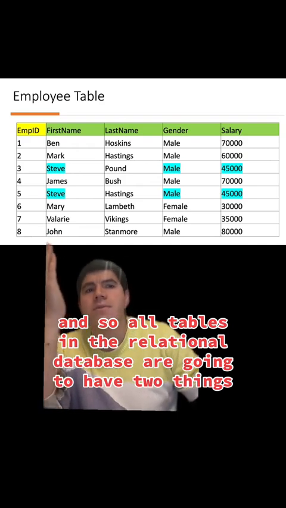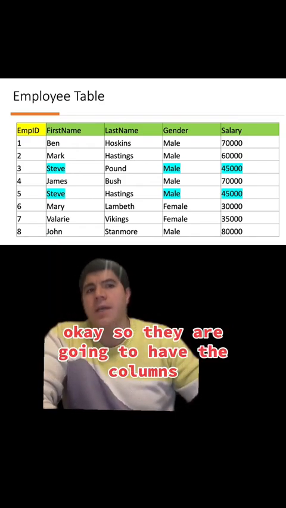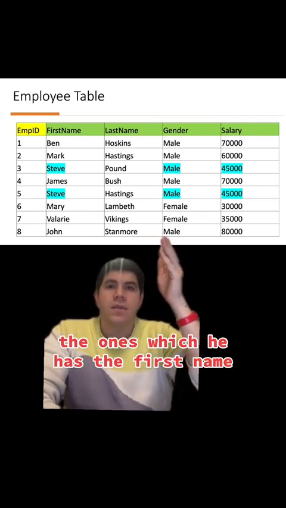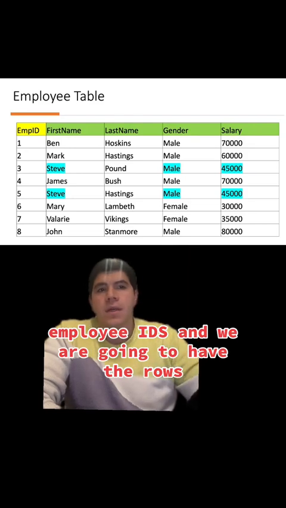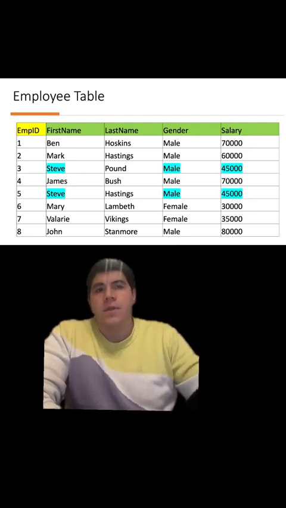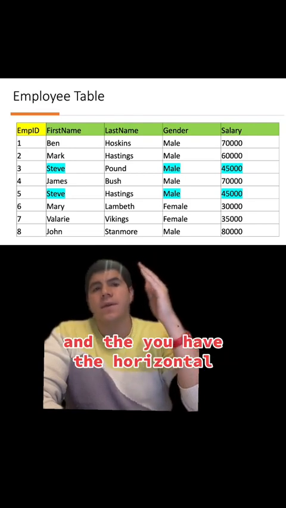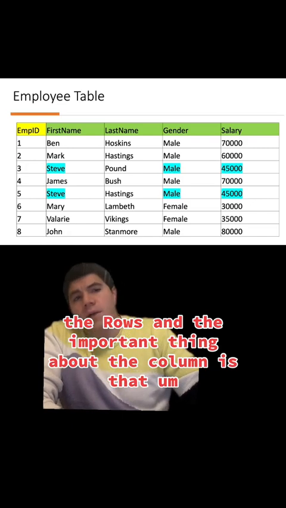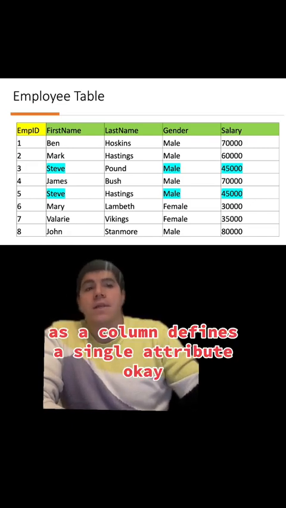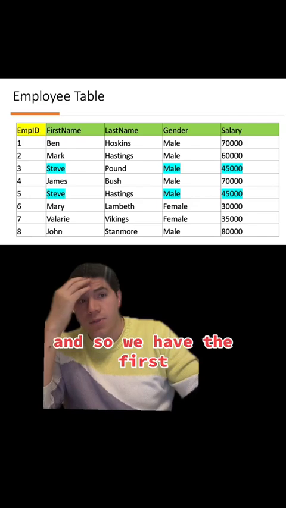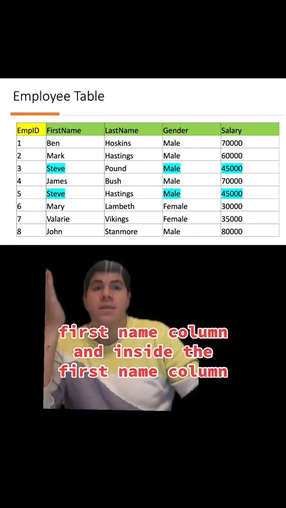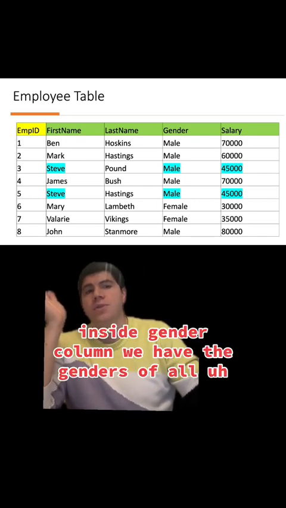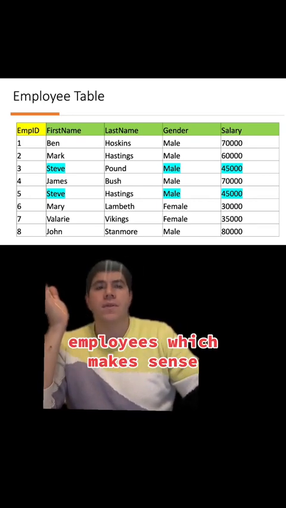And so all tables in a relational database are going to have two things, okay? They are going to have the columns, which are the first name, last name, gender, salary, and employee ID, and they are going to have the rows. The columns are the vertical sections right here, and the horizontal ones are the rows. The important thing about a column is that it defines a single attribute, okay? So we have the first name column, and inside it we have the first names of all employees. Then we have the gender column, and inside it we have the genders of all employees, which makes sense.